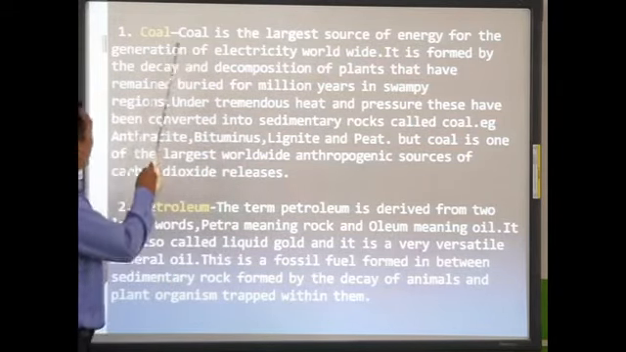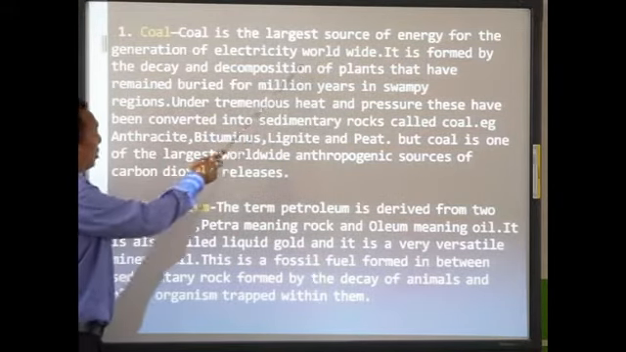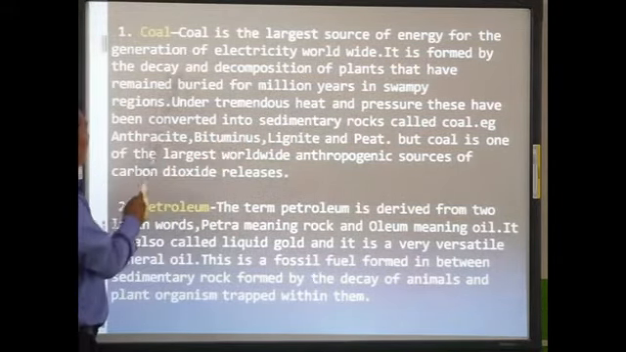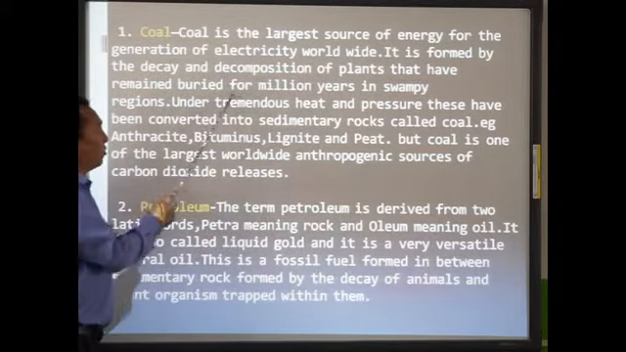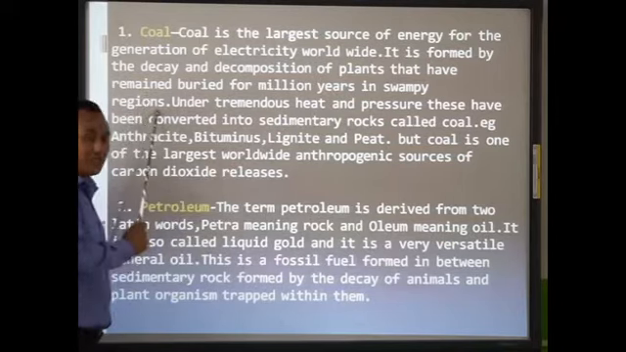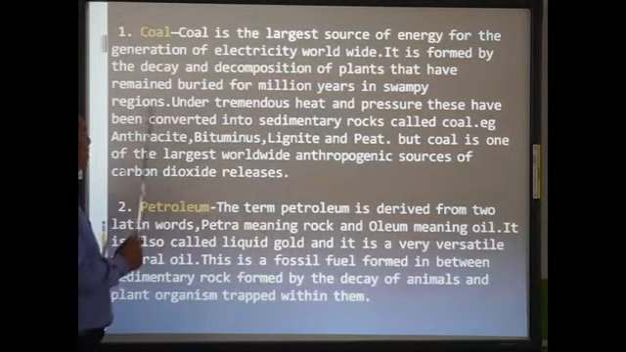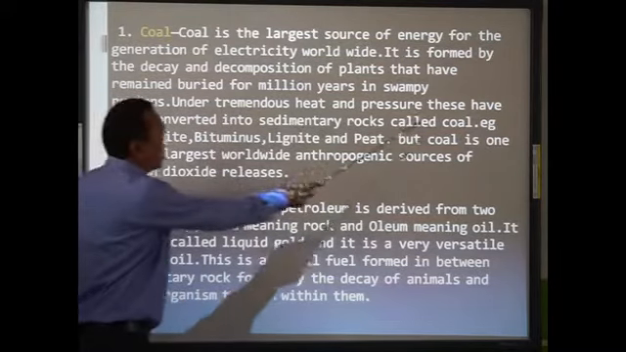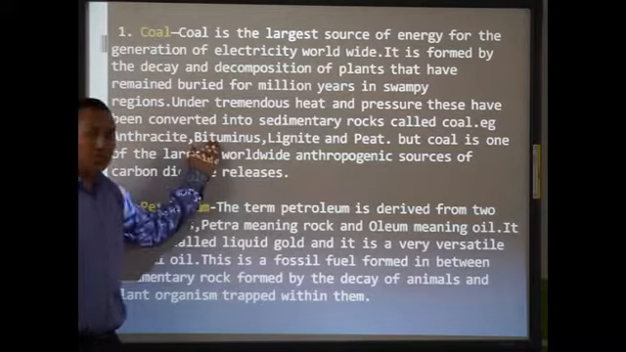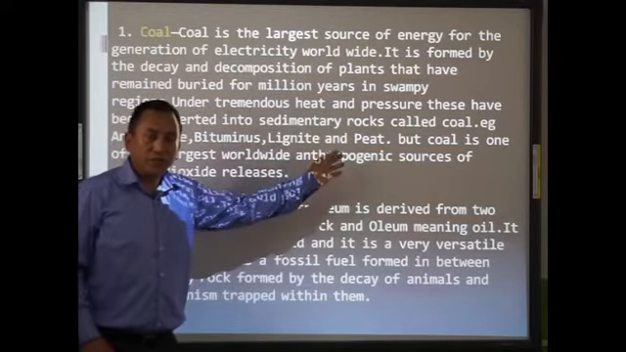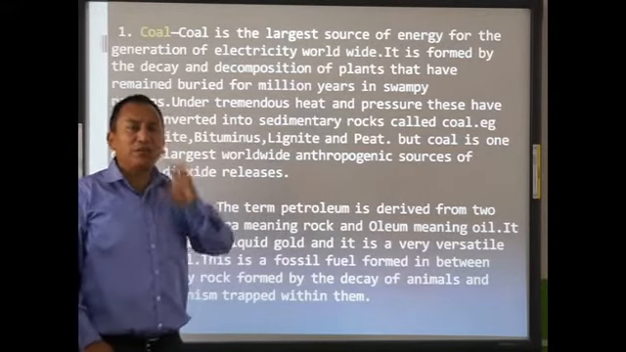Coal is the largest source of energy for the generation of electricity worldwide. It is formed by the decay and decomposition of plants that have remained buried for millions of years in swampy regions. Under tremendous heat and pressure, they have been converted into sedimentary rocks called coal. Examples are anthracite, bituminous, lignite and peat. Now the quality of the coal is judged by its carbon content.